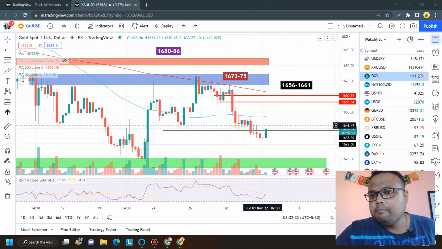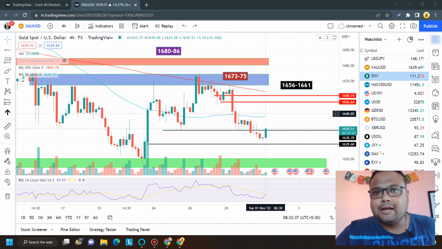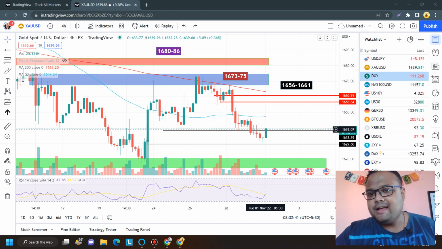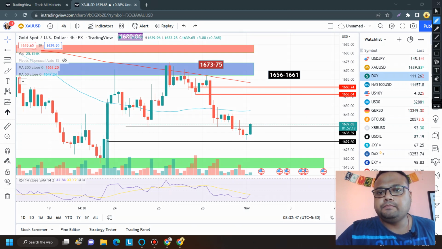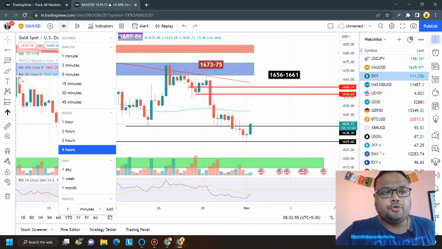And if the market goes up from the current position, as you can see, the market is right now showing quite a healthy green candle. So if the market goes up from here, your next trading opportunity will be around 1648 to 1650. This is your next trading opportunity. Why? Let me show you.